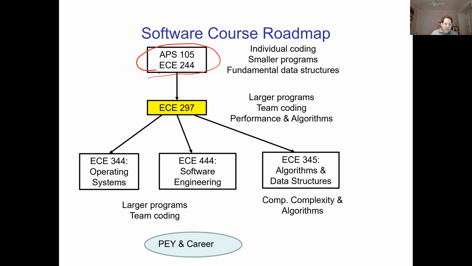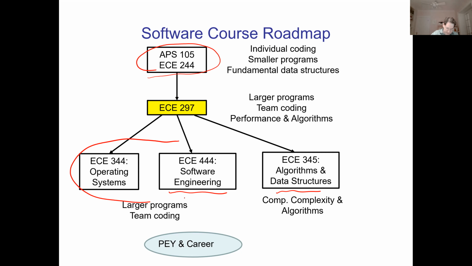Building on that, there are a lot of other software courses, but let me focus on 3. So in ECE 344, you will also do team coding and larger problems. You're going to write some challenging code to actually run the operating system like Linux that you are currently just using. ECE 444, software engineering, again, is about how do you work in a team to write something larger.